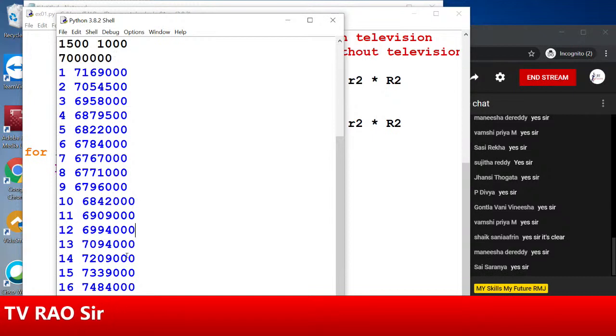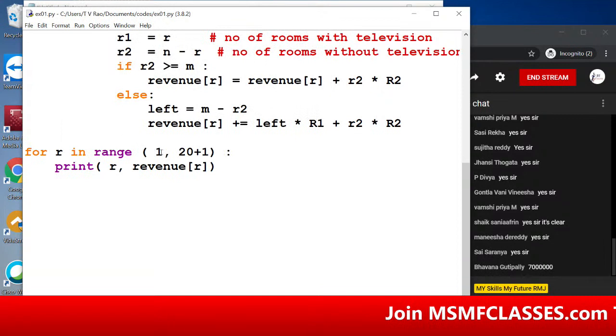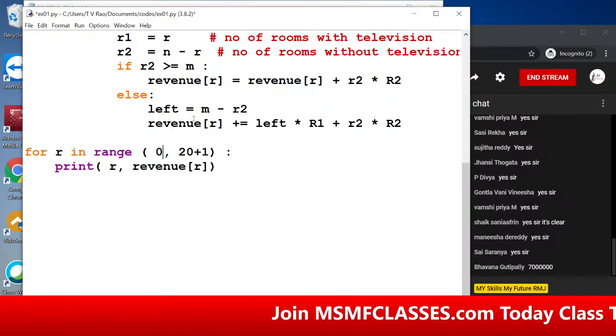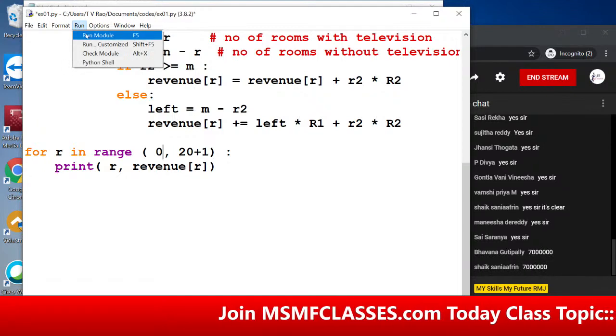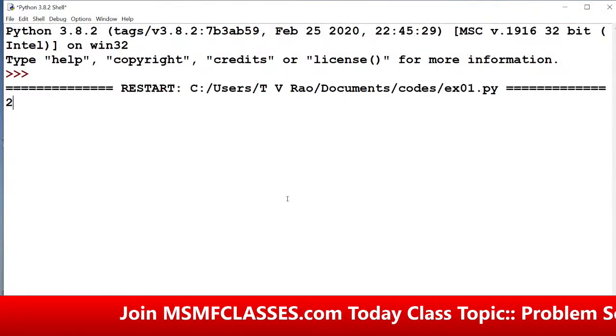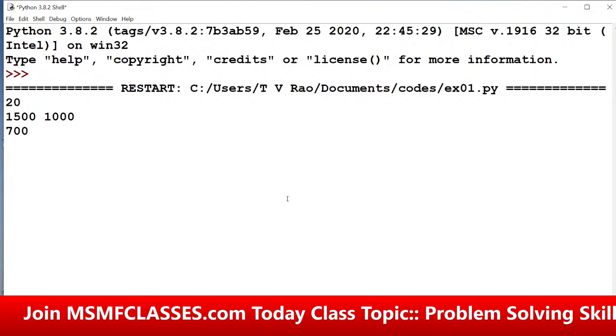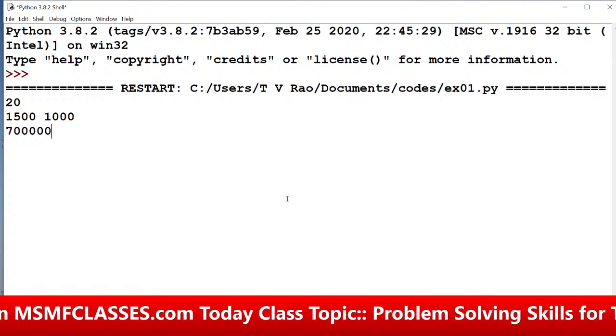See here. With 12 rooms, let us print from 0 rooms. Twenty, 1500, 1000, and the budget 70 lakhs.